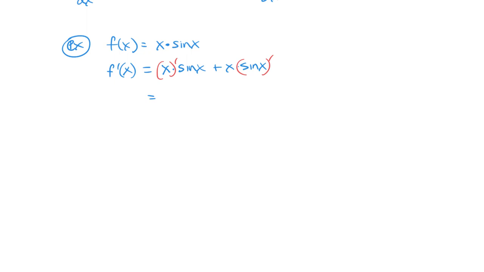So the derivative of x is just 1, of course. So you get sine of x plus x times the derivative of sine, which is cosine. Okay, so not too bad, right? What about this? What if you have this example? What if you have f of x equals 5 times the sine of x?